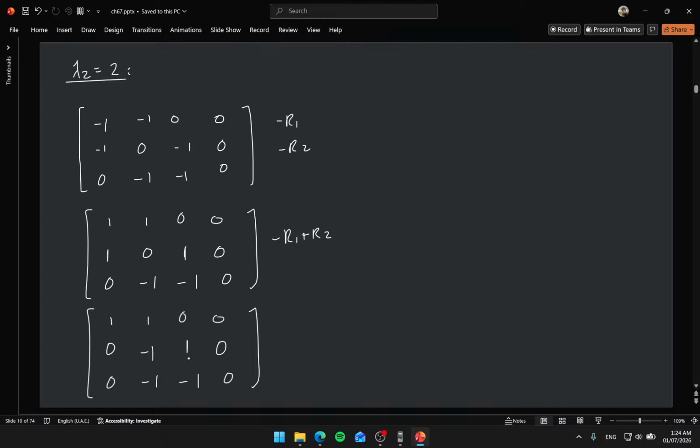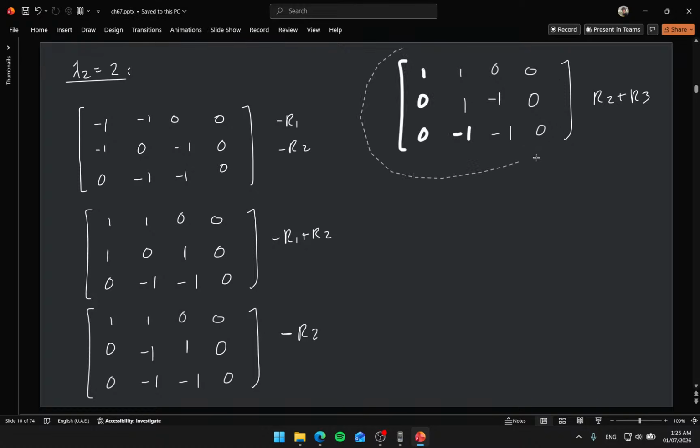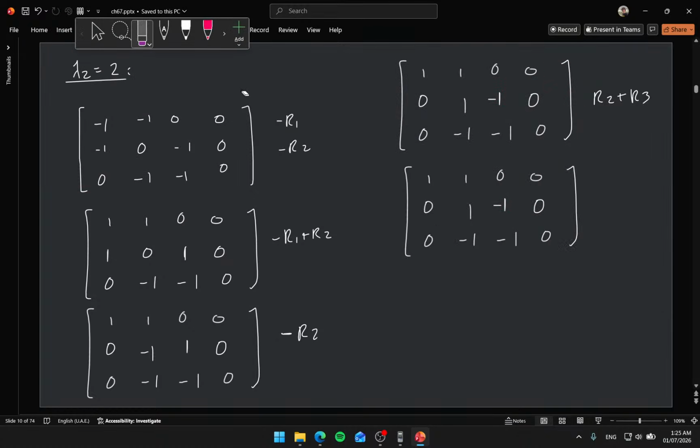Next, let's multiply row 2 by a negative. That's 1 and negative 1. Next, let's add row 2 to R3. So 1 plus negative 1 is 0. And negative 1 plus negative 1 is negative 2. And then if we divide row 3 by negative 2, we get 1.